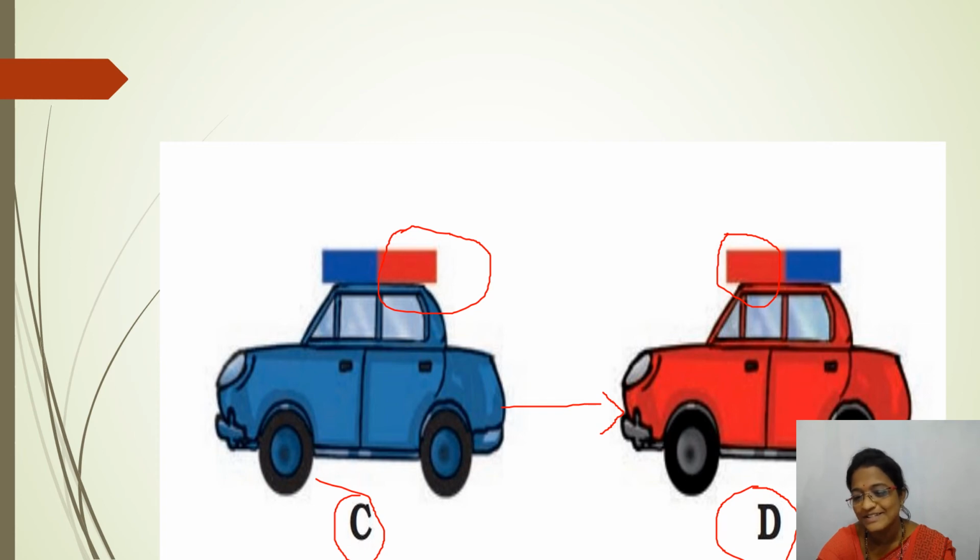See here, these two are like poles. As you all know, like poles will repel each other. So what happens? This D car will move. It won't attract to the C car, isn't it? So from this, what do you come to know?